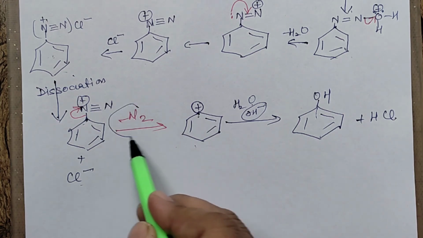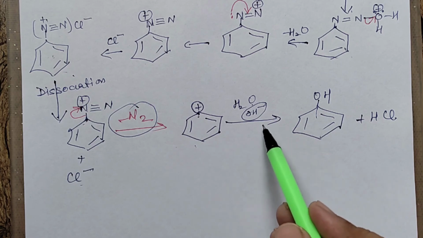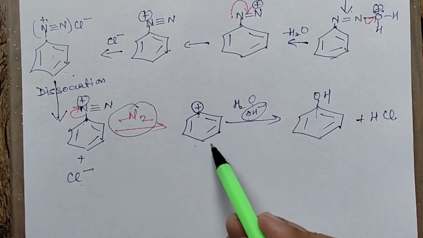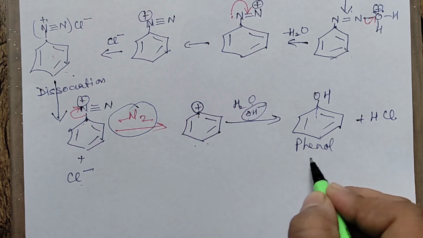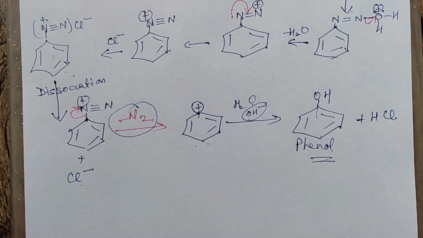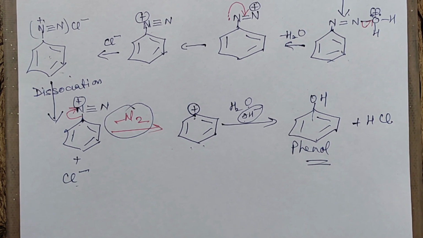So nitrogen gas was eliminated here itself, and then OH minus of water has resulted in the formation of phenol, and there you are. This was the product which we were looking for. Okay, so with this we complete the mechanism of preparation of phenol from diazonium salts. Hope you have followed. Thank you.